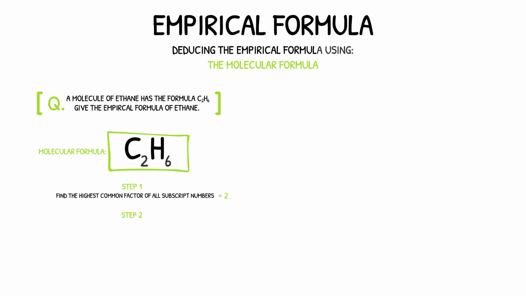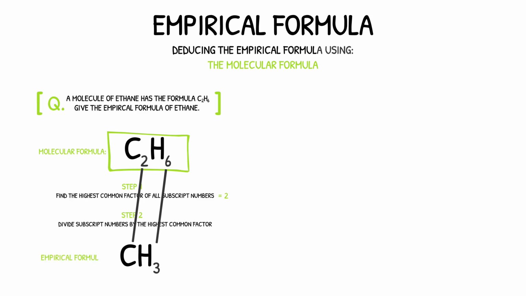Our final step is to divide the subscript numbers by the highest common factor that we determined in step 1. So, 2 divided by 2 is 1, and 6 divided by 2 is 3. The empirical formula of ethane is CH3.